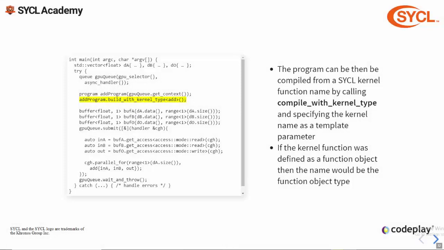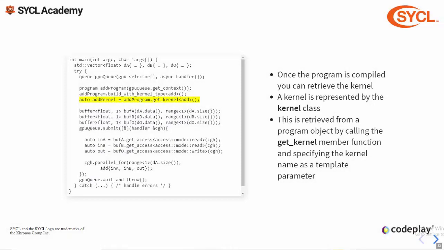Next, we need to compile the binary that contains the kernel. There are a few different ways that we can do this, but the simplest is to build it, which does both compilation and linking. We do this by calling the buildFromKernelType function, specifying the kernel name as a template parameter. You can optionally pass build options here as well, but in this case we don't provide any. If the kernel function was defined using a function object, we would use the function object type here. This has now done what the parallel for would have done implicitly.